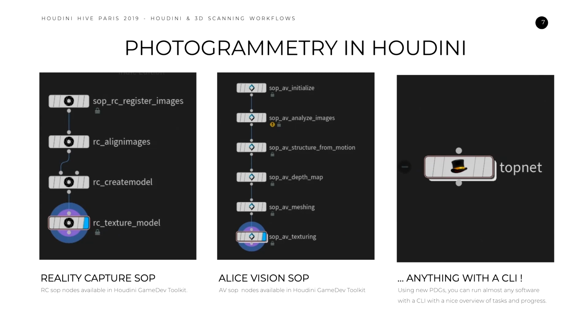The good thing is that in Houdini, thanks to the Game Development Toolset, you have a RealityCapture plugin, so you can run the whole scanning pipeline directly inside of Houdini. You also have the new AliceVision HDA that wraps the open source AliceVision project. And since 17.5, you have the new TOP networks, so you can wrap anything with a CLI, basically. So Metashape, or the CLI version of RealityCapture, if you want.